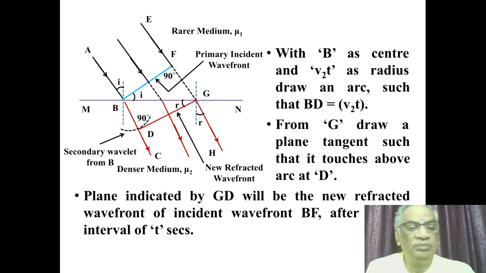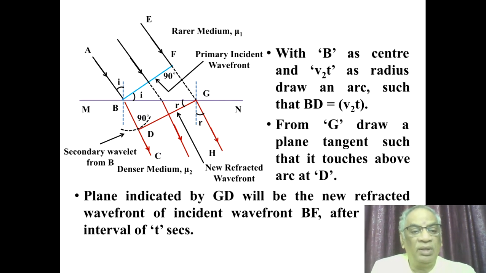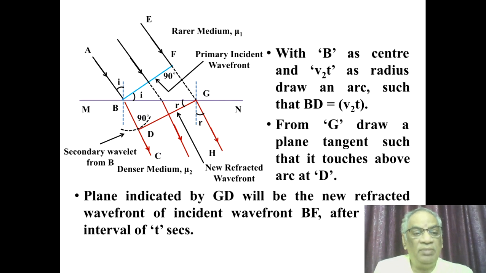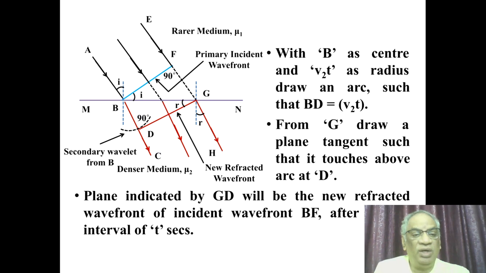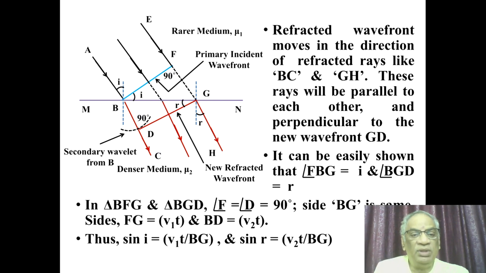That means the plane wavefront BF got moved through some distance in the denser medium, and the new refracted wavefront will be GD after a time interval of t seconds. The refracted wavefront moves in the direction of refracted rays like BC and GH. These rays will be parallel to each other and perpendicular to the new wavefront GD.